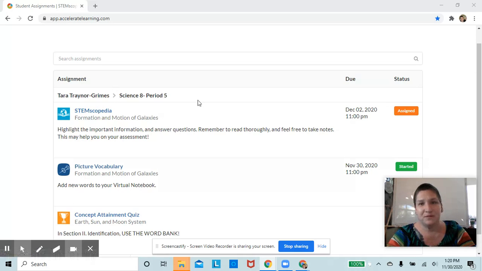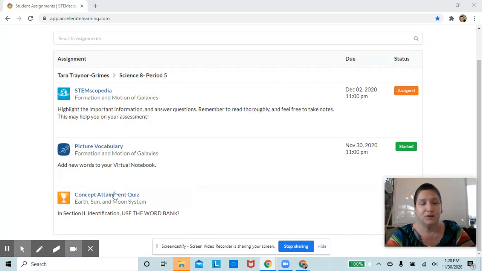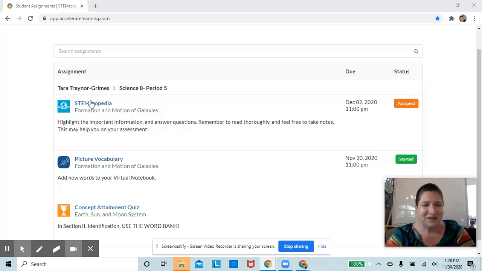So let's go ahead and open up the Stemscopedia. You're in Stemscopes right now. You've navigated there through Clever, and you've gone ahead and clicked Stemscopedia. By the way, if you see this concept attainment quiz and it does not say turned in or completed or whatever, if it says assigned or started, you need to finish that and get that to me ASAP. All right, back to it. So we're going to go ahead and click Stemscopedia.